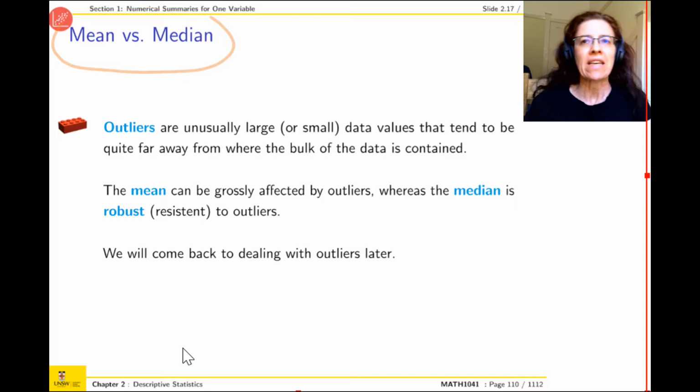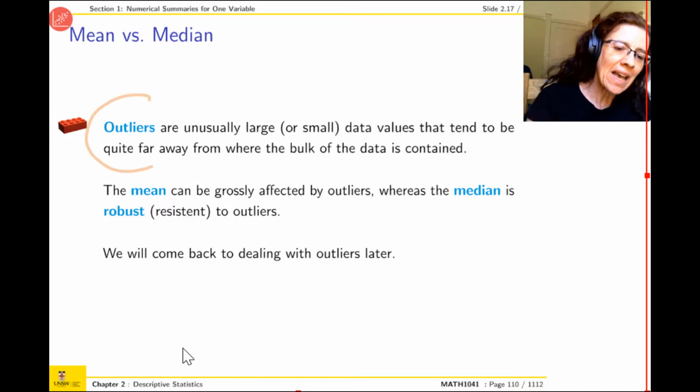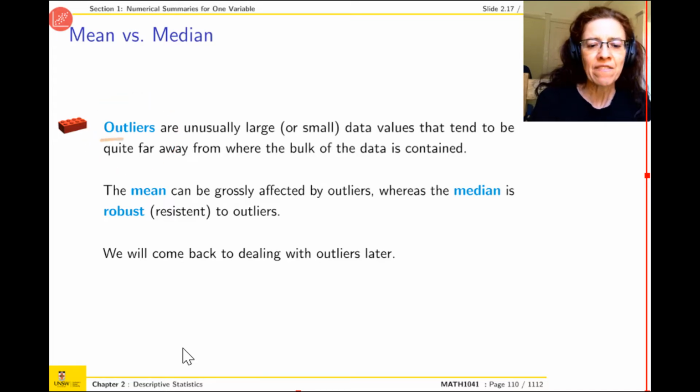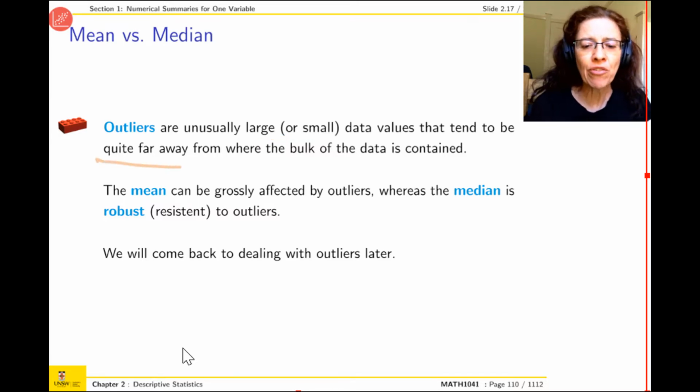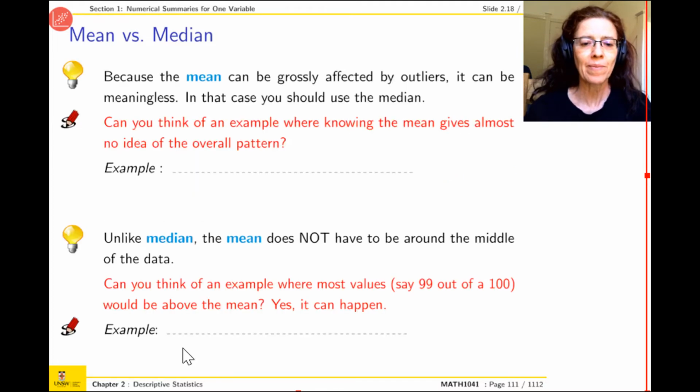Mean versus median. Why? Basically, if we had the mean, why did we have to come up with the median? The main reason is the outliers. These are values that are unusually large or small compared to what you expect to have, and so they're quite far from the bulk of the data. And if you have one such value which is much bigger than all the others, it's going to change the mean a lot, whereas it's not going to affect the median as much, and the median might give you a better idea of what goes on.